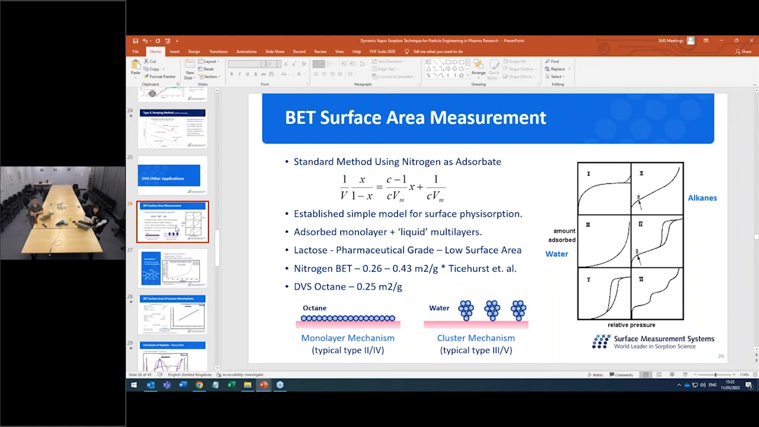Okay, thank you. The other question is on amorphous content. What is the sensitivity of this DVS to detect unstable amorphous or amorphous phase separation?